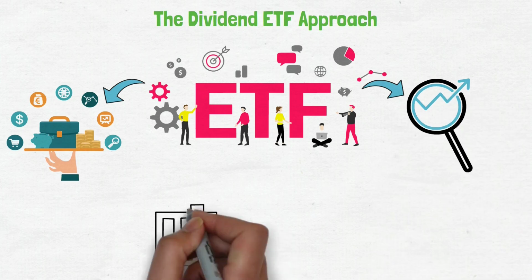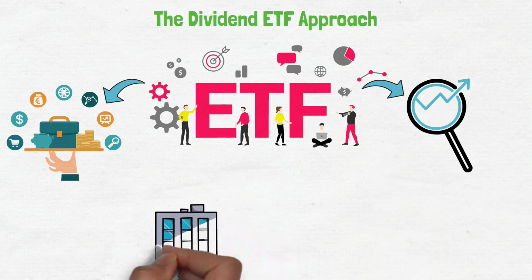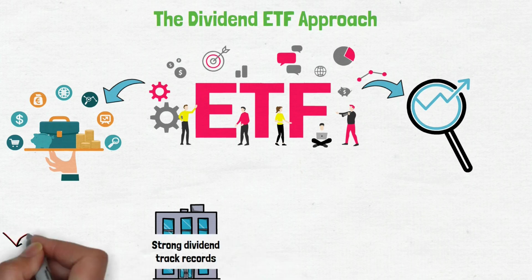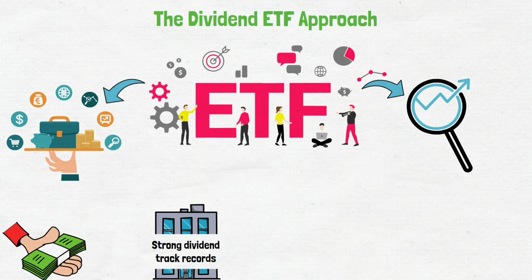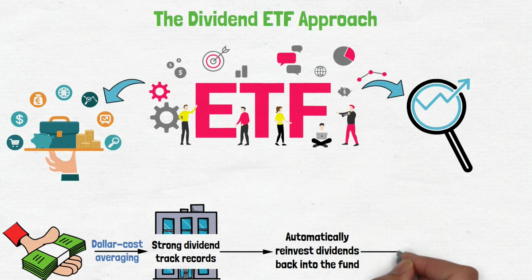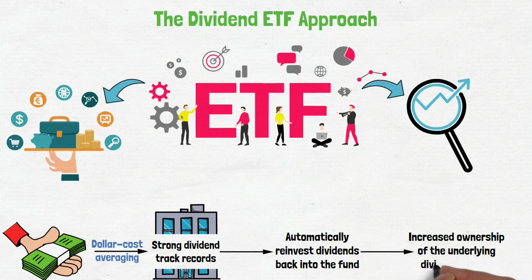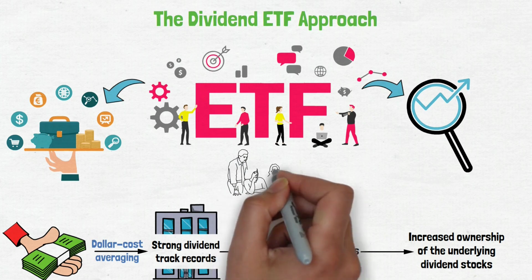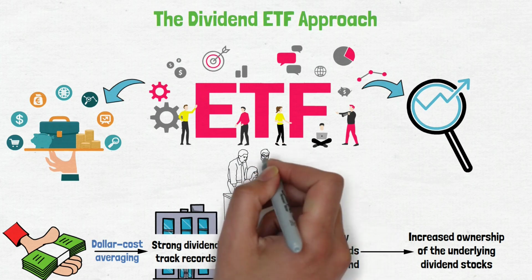To implement this strategy, Goldie needs to choose dividend-focused ETFs that track indices comprised of companies with strong dividend track records. She would then invest a fixed amount regularly, for example, monthly or annually, in these ETFs to take advantage of dollar-cost averaging. Many dividend ETFs automatically reinvest dividends back into the fund, which leads to increased ownership of the underlying dividend stocks.